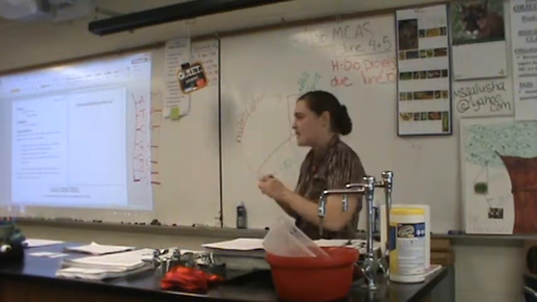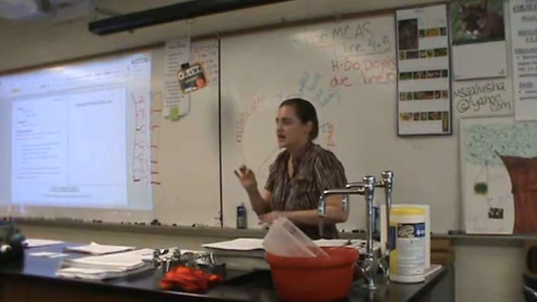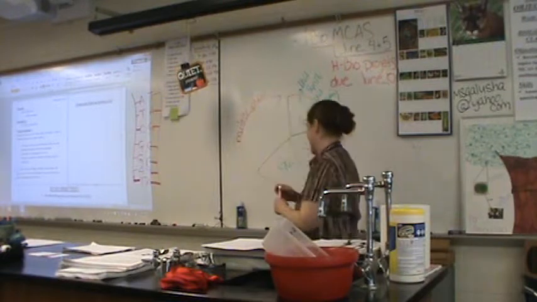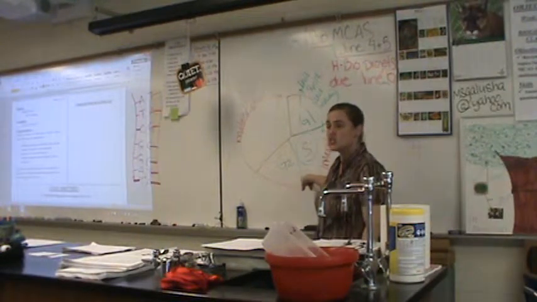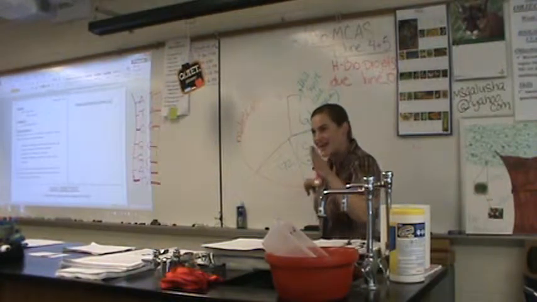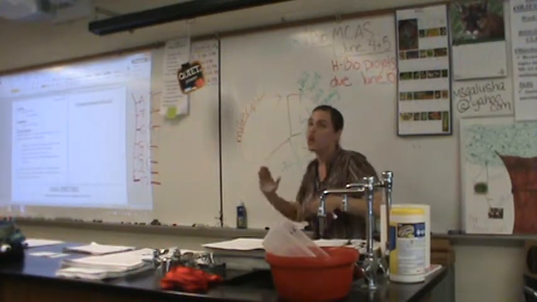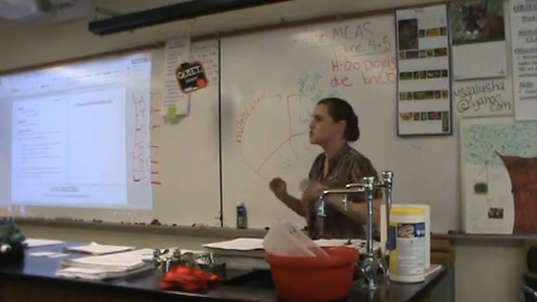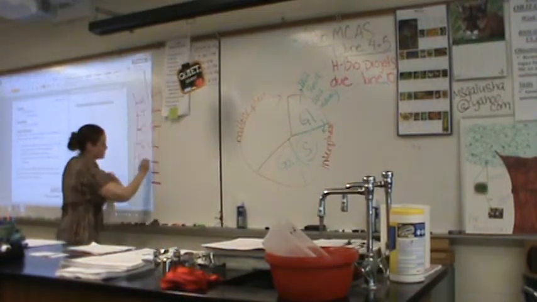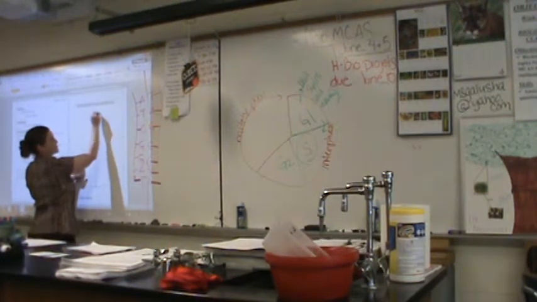When it enters S phase, each strand becomes a template. MCAS loves to ask that. You need to know that you end with 2 molecules at the end of S phase, and each new molecule is half old strand and half new strand. You have to know that. So in S phase, this gets split in half.